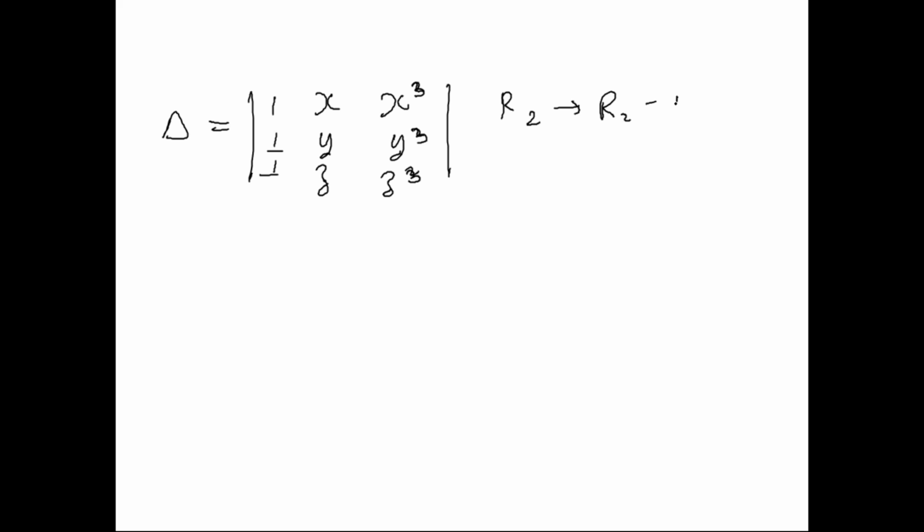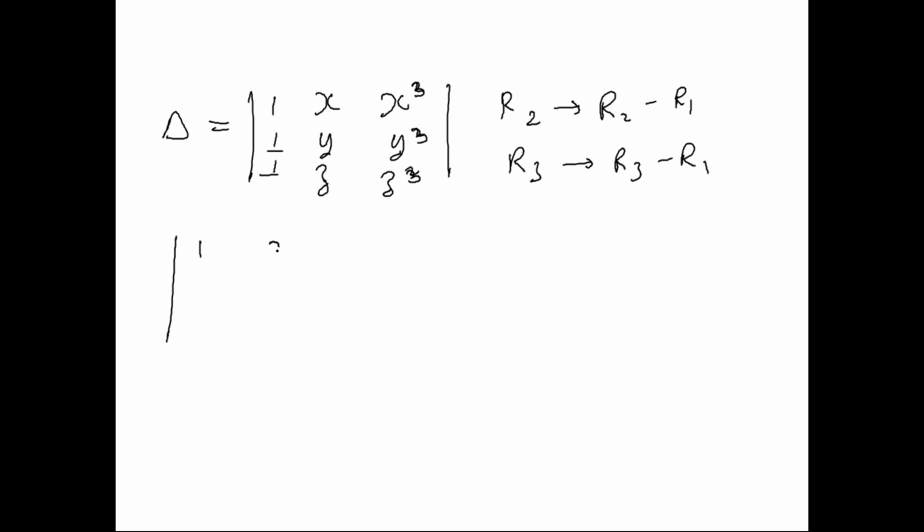Evaluate the determinant 1, 1, 1, x, y, z, x square, y square, z square. Sorry, it is cube over here. So again, the idea is to make these two 1, 0. What operation can I apply? Row 2 minus row 1, row 3 affected, row 3 minus row 1.